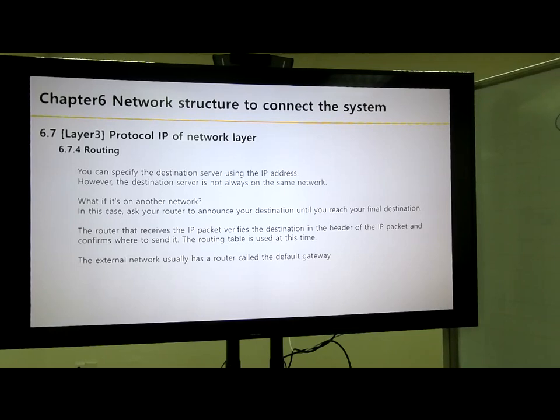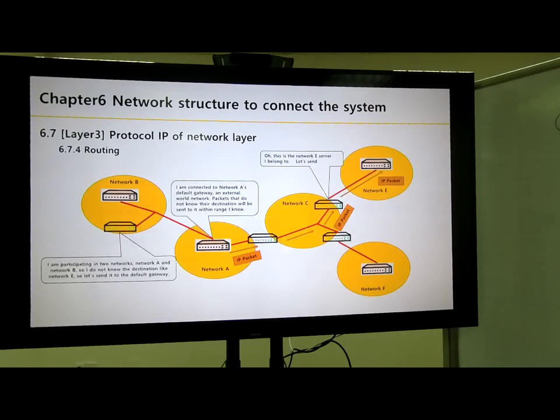After that, the router receives the IP packet and verifies the destination. Verifying the destination means checking the header of the IP packet and confirming where to send it. The routing table is used at this time. The external network usually has a route called the default gateway. So that's easy too.